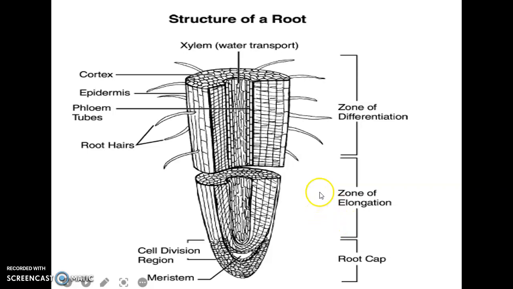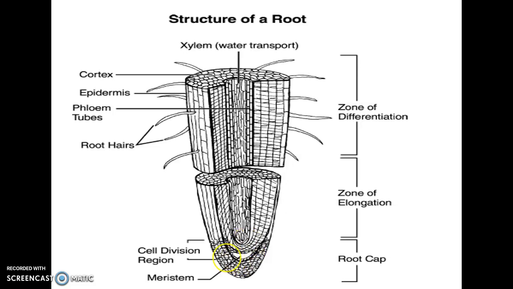The second area is the zone of elongation, which is present above the meristematic area. In this zone, cells increase in size through food and water absorption, and this increase in cell size causes the root to push through the soil.